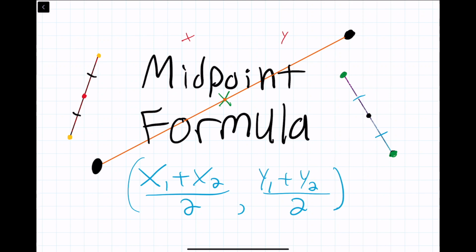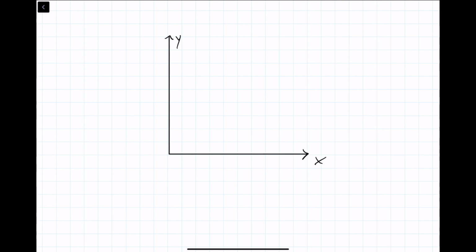In this video, I will show you how to use the midpoint formula. Before using the midpoint formula, it may be helpful to visualize what it even means. So, the idea is simple. It is simply the point in between 2 points, the center point.